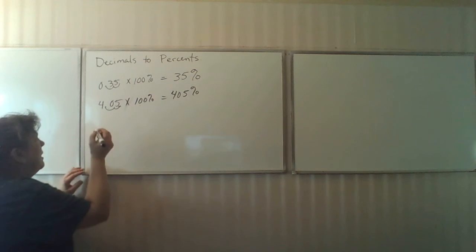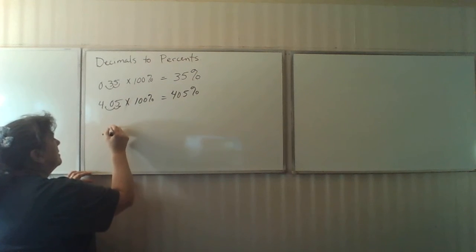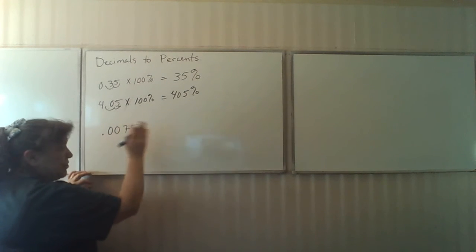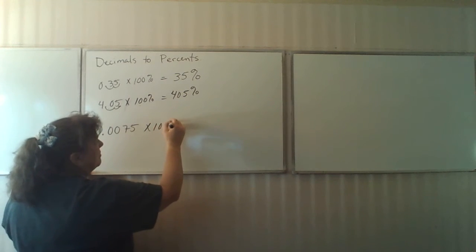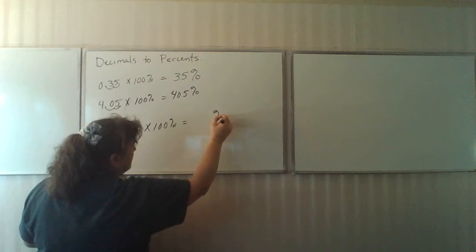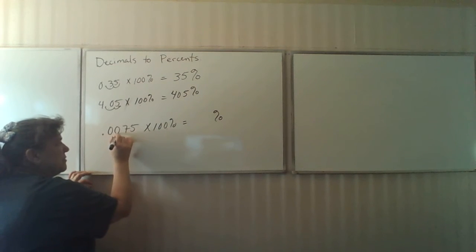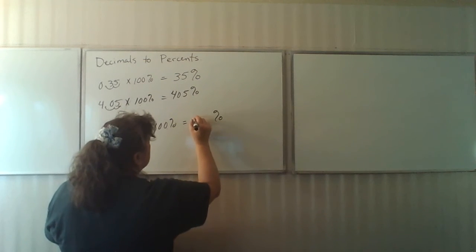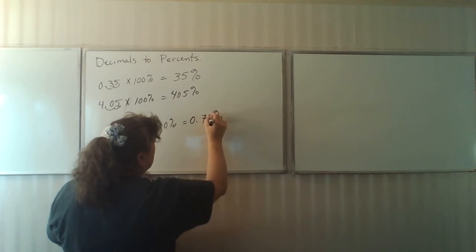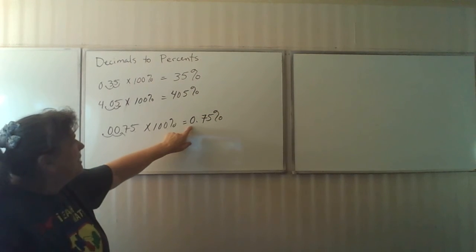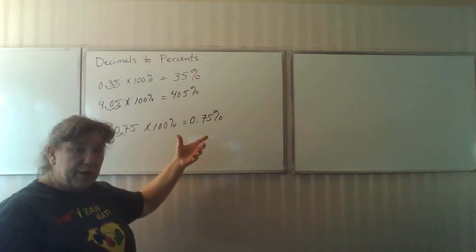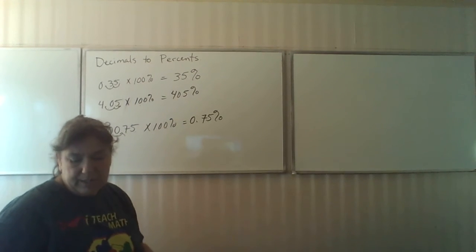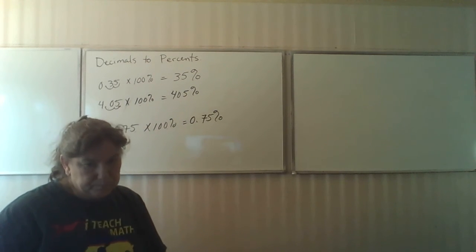Okay, let's do one about the other way. How about 0.0075? Okay, change it to a percent, multiply by 100%. There's my percent sign. 100 times 0.0075 moves that decimal 2 places to the right, making 0.75%. And I've been trying to put the zeros in front of the decimal if there's no number there. And the reason why is in nursing, they have to remember to put the 0 in. So that's something to keep in mind if you're going into nursing.